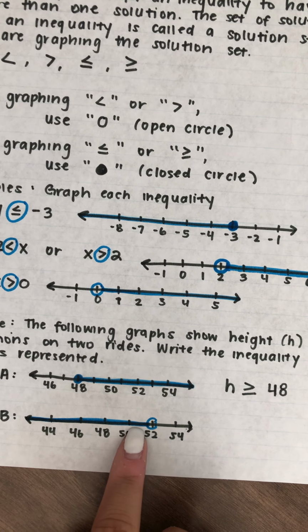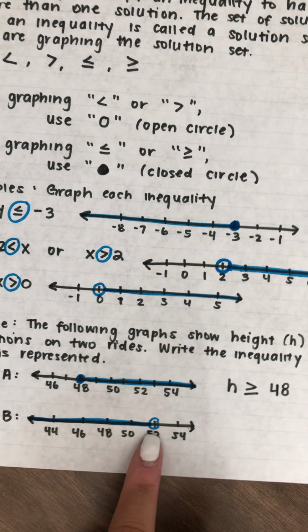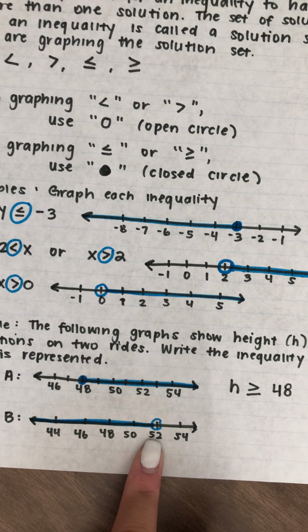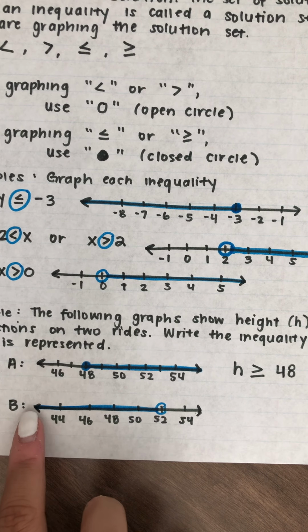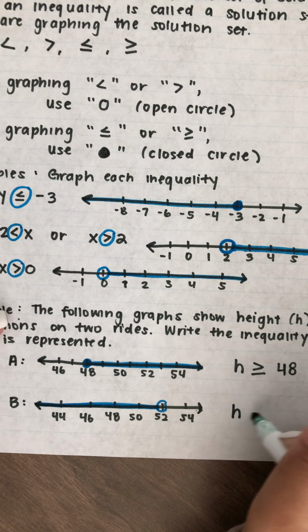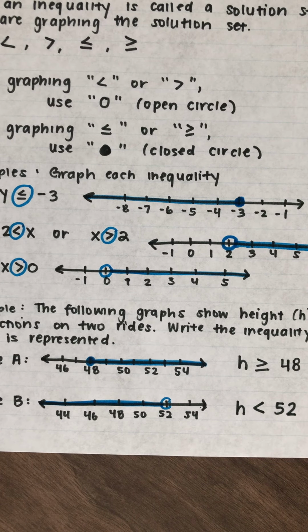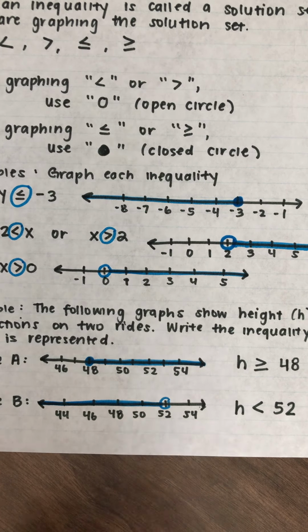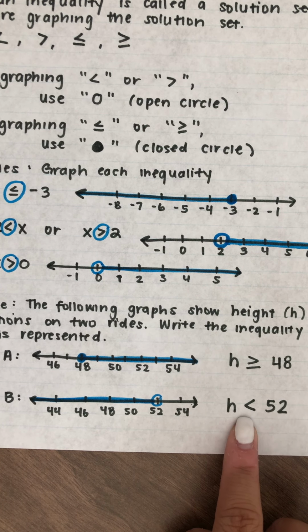So again, we are shading to the left, which tells us less than. And notice we have an open circle at 52. That means that 52 is not part of the solution set. So we are simply just less than 52. So h is less than 52. So the height restriction is you have to be less than 52 inches to get onto ride B. If you are 52 inches, you can't get on ride B because the solution set is only for everything less than 52.